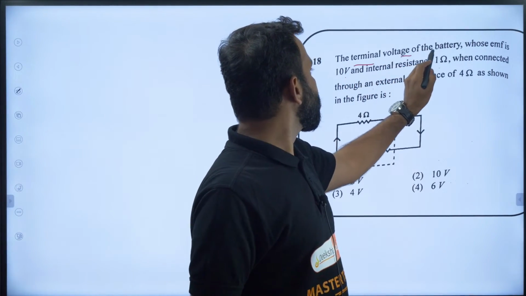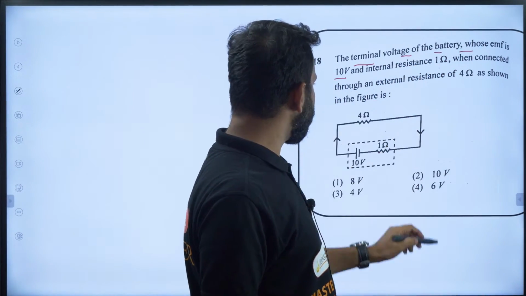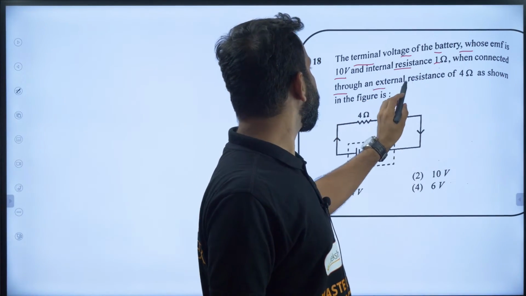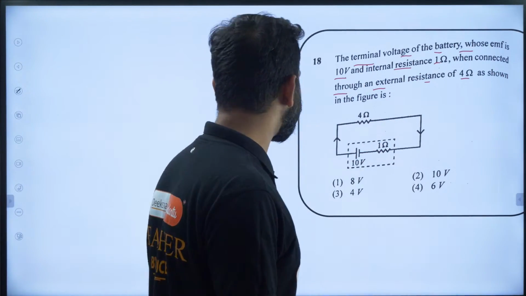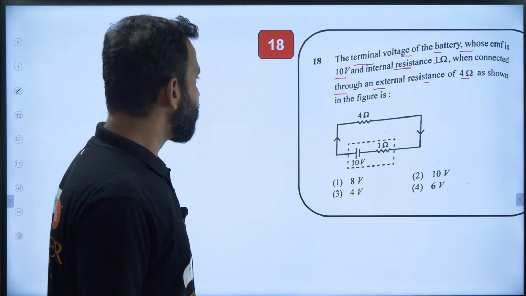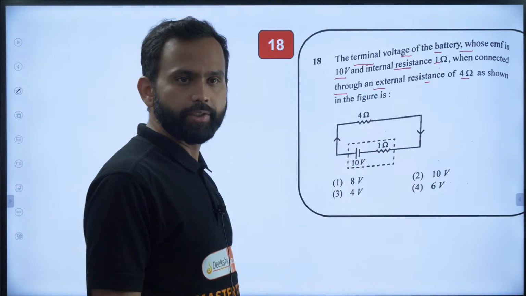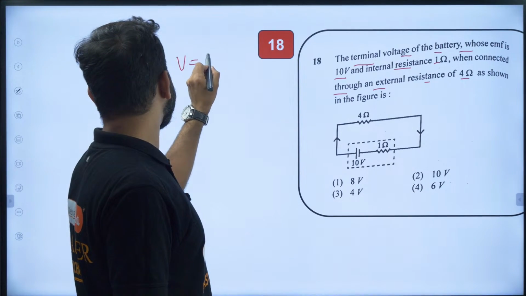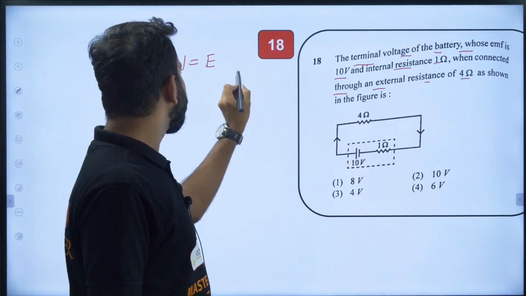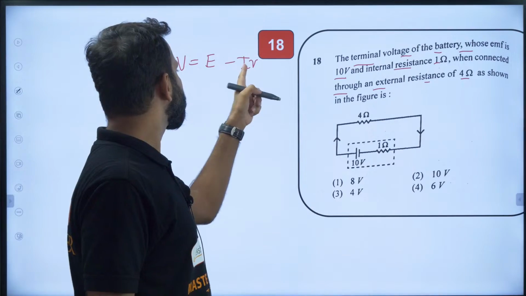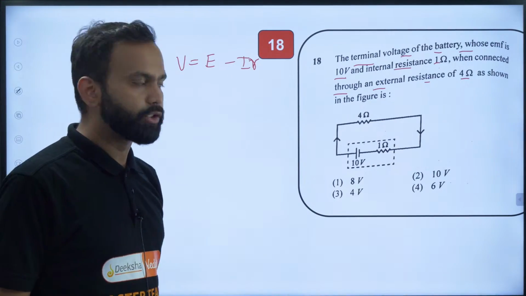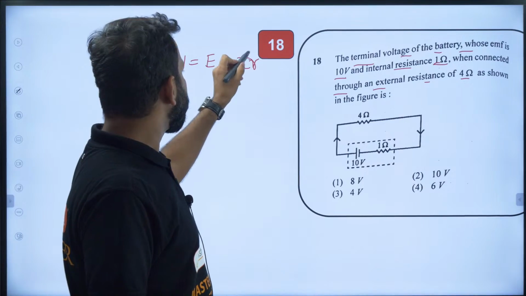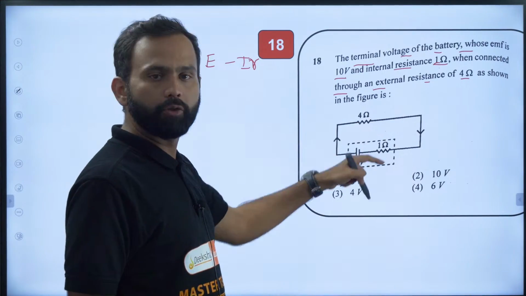The terminal voltage of the battery whose EMF is 10 volt and internal resistance 1 ohm, when connected through an external resistance of 4 ohm as shown in the figure. We need to find the terminal voltage of the battery. The formula is V equal to E minus I into r, where small r is the internal resistance of the battery, that is 1 ohm. We don't know the value of I, the current flowing through the battery.